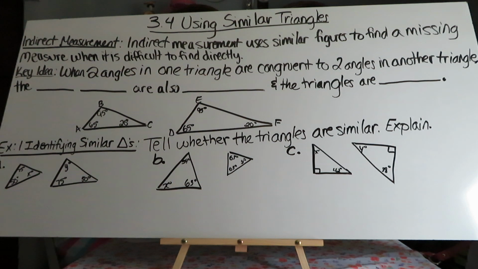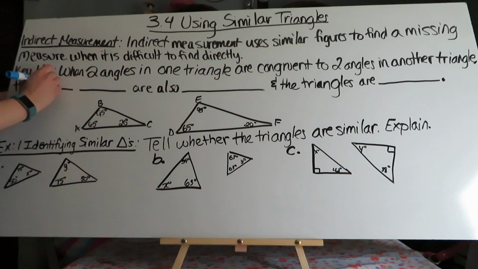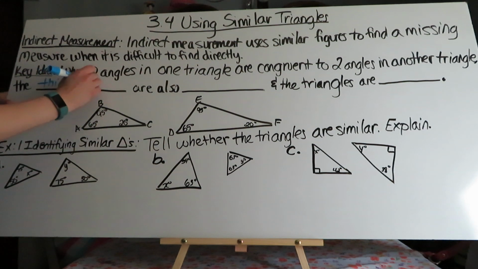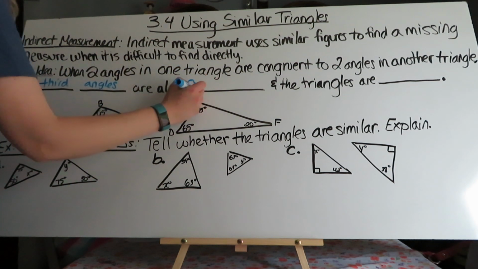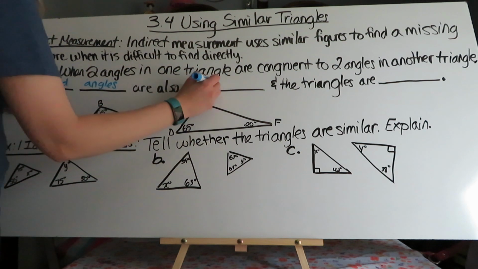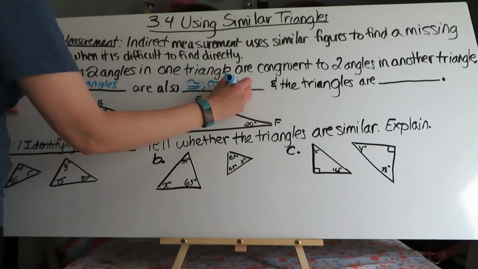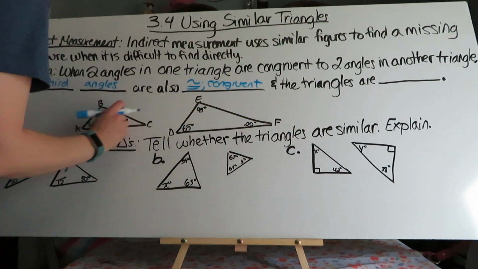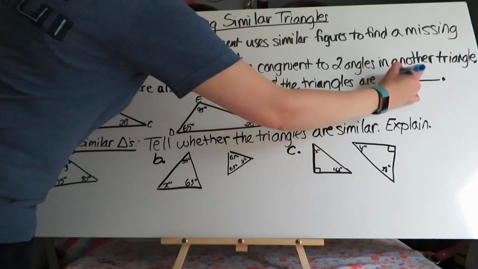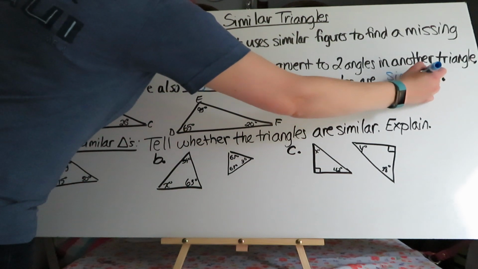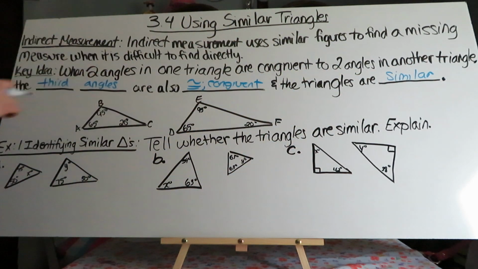So the key idea: when two angles in one triangle are congruent to two angles in another triangle, the third angles are also congruent. Bringing in that symbol again. And the triangles are similar. Similar does not mean the same, it just means that they have characteristics that are alike.